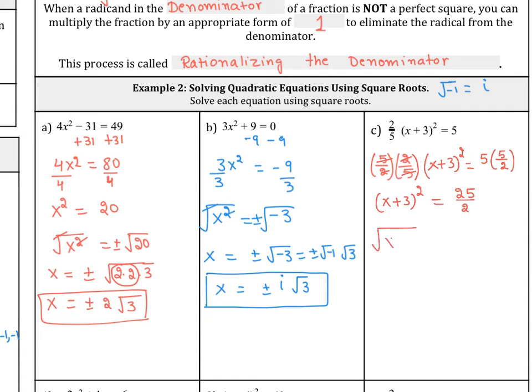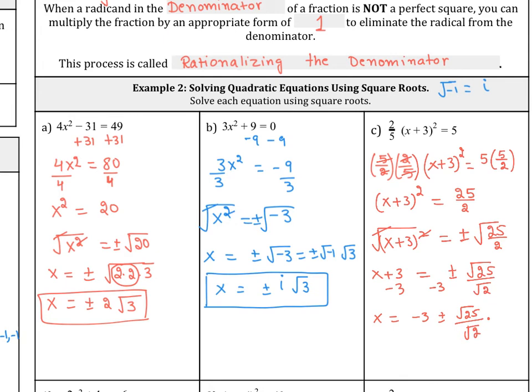Now take a square root on both sides so that you can cancel the square, and the other side becomes plus or minus square root of 25 over 2. So on this side the square and square root cancel, x plus 3 equals plus or minus square root 25 divided by square root 2. Now subtract 3 on both sides, you get x equals negative 3 plus or minus square root 25 over square root 2. And now we are going to do the step to rationalize the denominator.